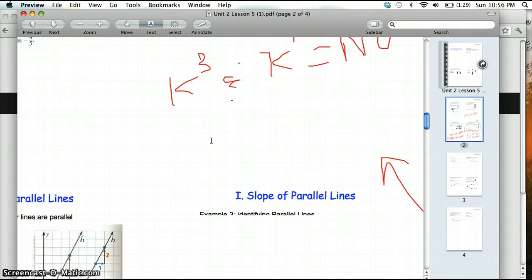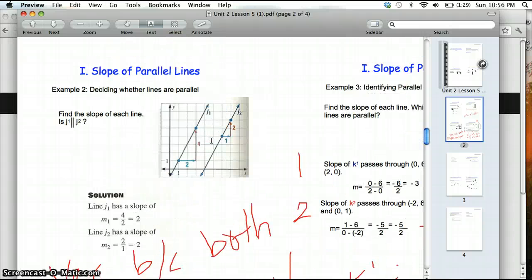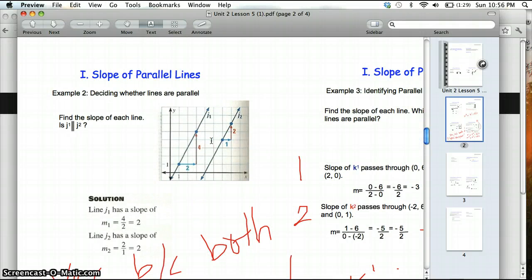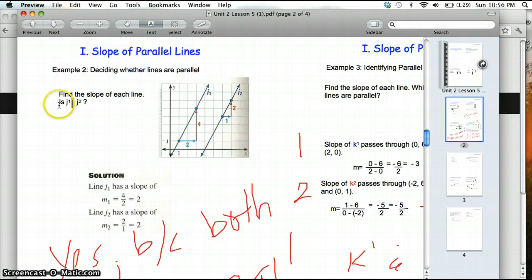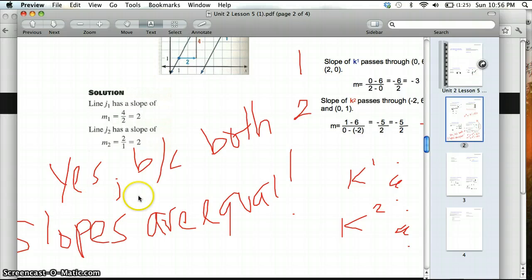So here we go. Let's go over here to example number 2. It says deciding whether lines are parallel. Find the slope of each line, line j1 and line j2, and figure out if those two lines are parallel. But we've got to figure out what their slopes are first. And remember, if their slopes are the same, that means they're parallel. The slope of j1 is 4 over 2, which is 2. And then line j2, the slope is 2 over 1, which is also 2. So yes, both of these lines are parallel because the slopes are equal. They're both 2.